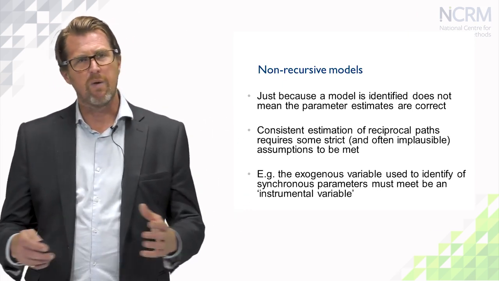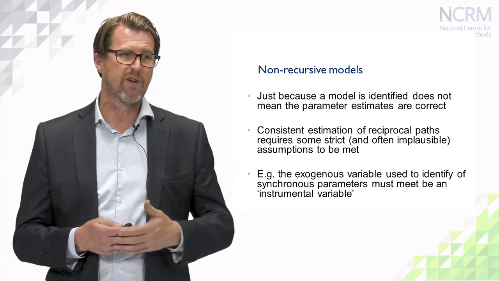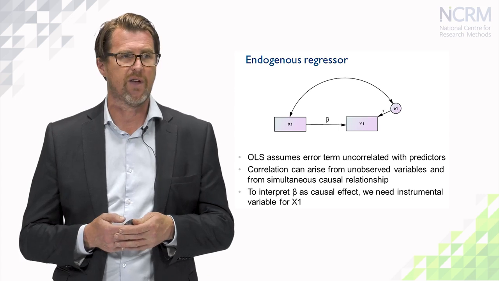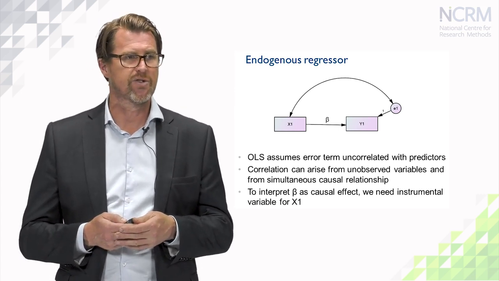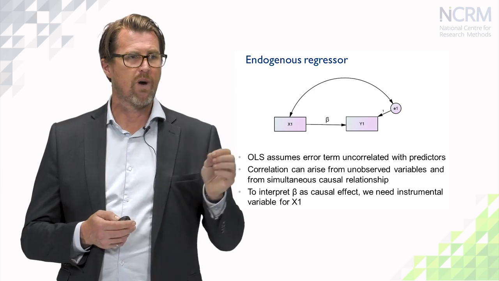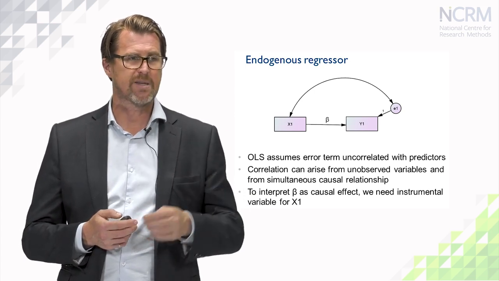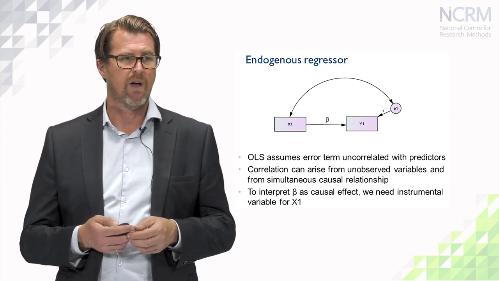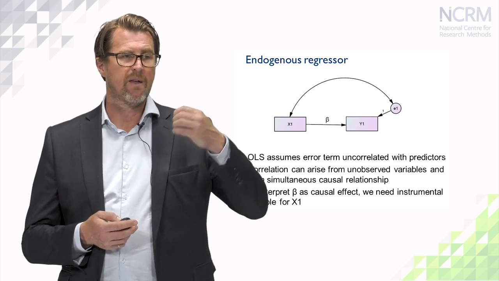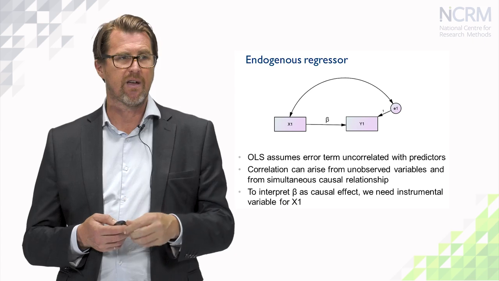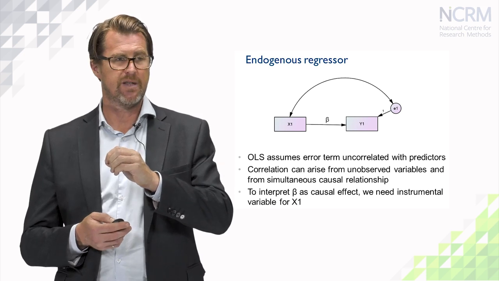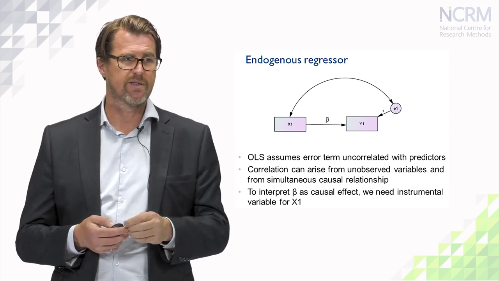To understand what we mean by an instrumental variable in this context, it's useful first to understand another concept, which is that of an endogenous regressor. Here we've got a simple path diagram to help understand what we mean by an endogenous regressor. We have y1 regressed on x1. We want to estimate beta, where we'd ideally like to treat beta as the causal effect of x1 on y1. But we also see here that we have a covariance or a correlation between the disturbance term in this equation and x1, which is the predictor.